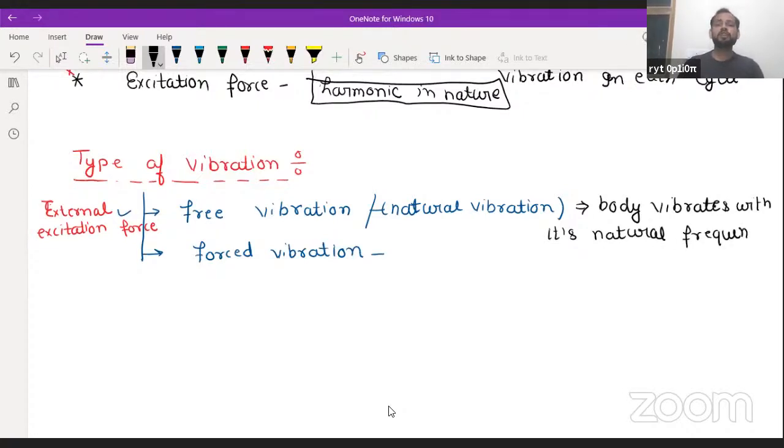Because there is no restriction on the system, the body will vibrate in its natural way. So it will perform the number of cycles that the system allows. The natural number of cycles that it can perform in a certain time period is known as the natural frequency. So during free vibration, the body vibrates with its natural frequency. Is it okay? Is there any doubt? If there is no doubt, then we will discuss the forced vibration.